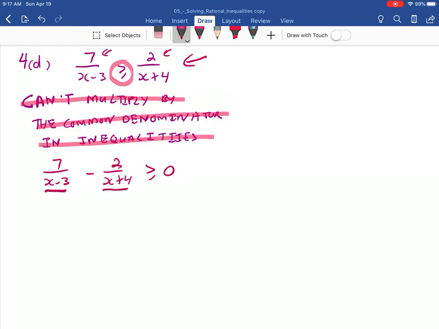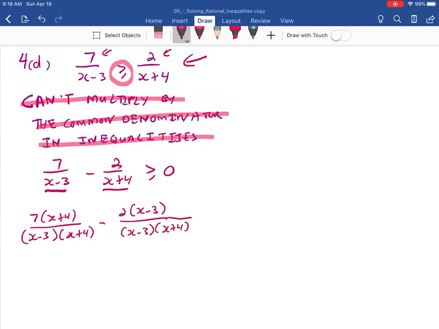So, to get these two things together, I need a common denominator. The common denominator will be x minus 3 and x plus 4 multiplied together. So what I'm going to do is multiply this rational by x plus 4 on the top and x plus 4 on the bottom. And I'm going to multiply this rational by x minus 3 on the top and x minus 3 on the bottom. You actually did questions like this, where you had to find a common denominator, in one section in grade 11. It came up once in grade 11, so it might easily have left your memory.